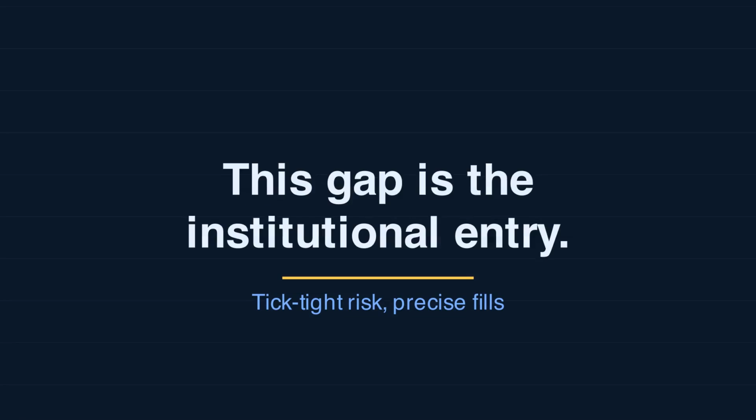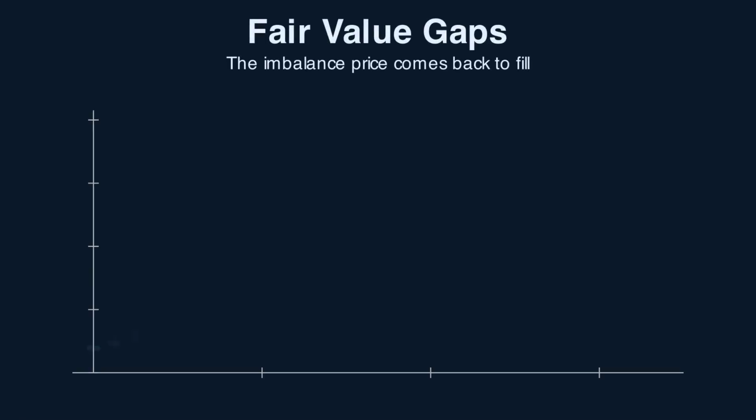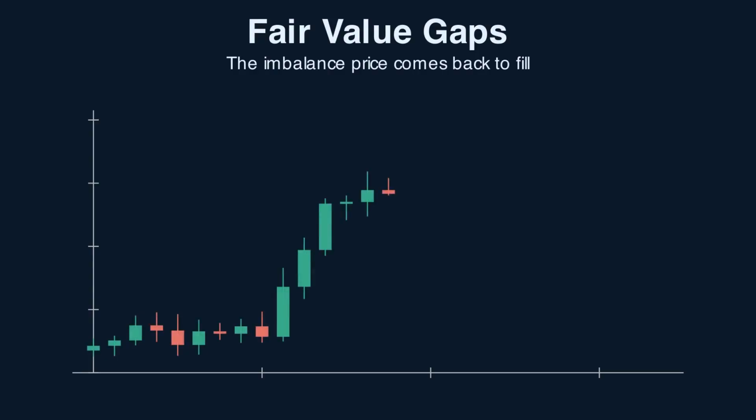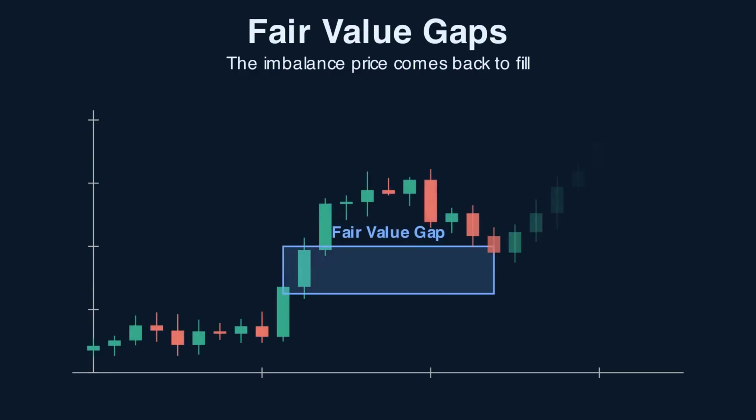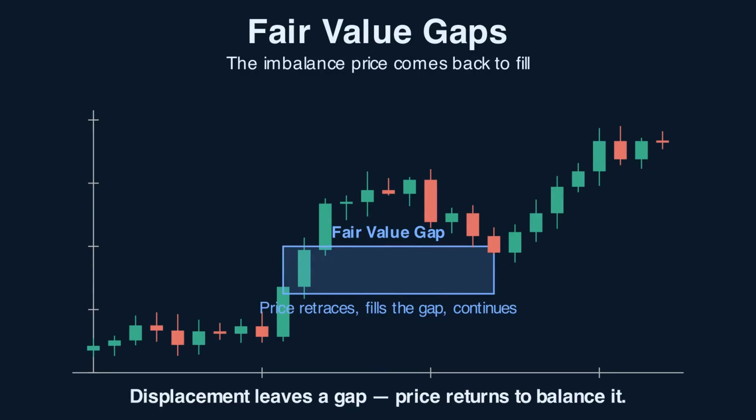Stage 1, the setup. A fair value gap is a 3-candle imbalance. Look at the middle candle, a large one-sided move we call displacement. It's so aggressive that it leaves a range where only one side of the market actually traded. That void between the wick of the first candle and the wick of the third is the gap. It represents inefficiency, price delivered too quickly, and the algorithm treats it as unfinished business.